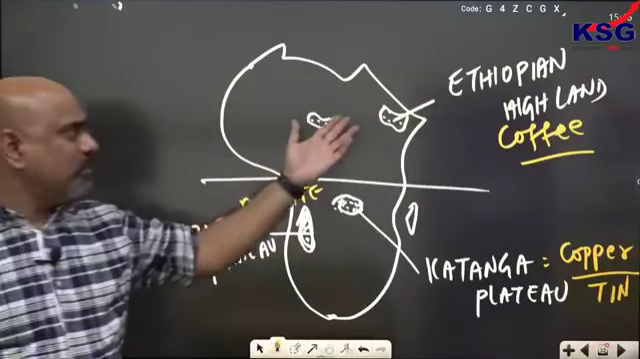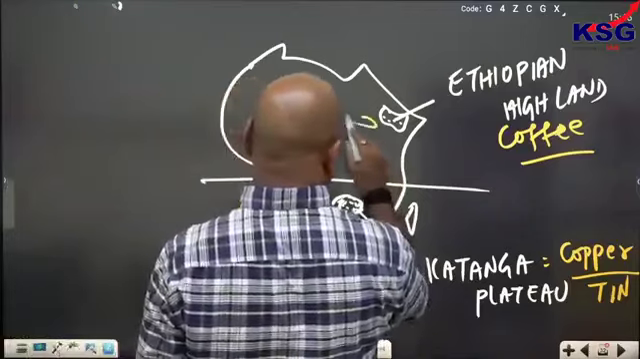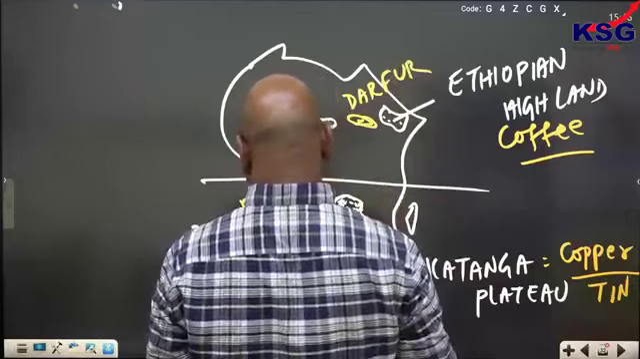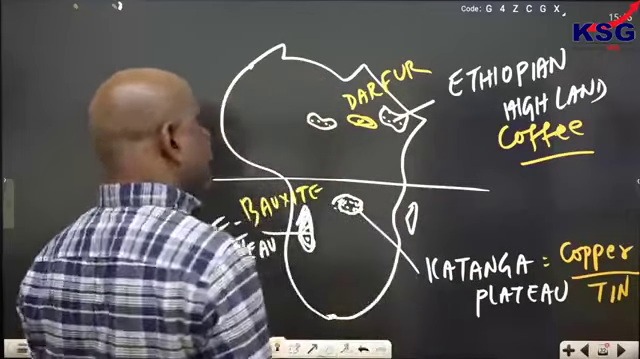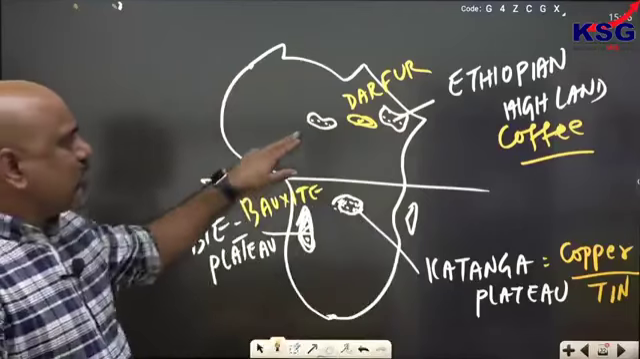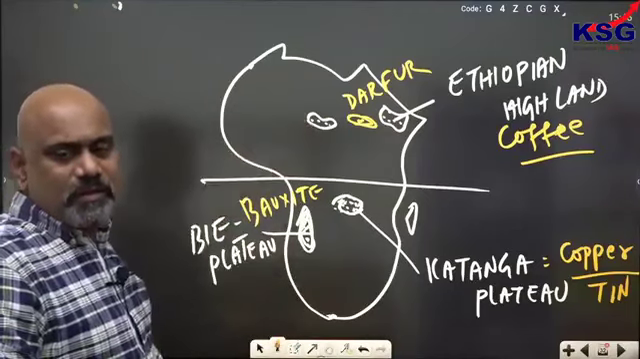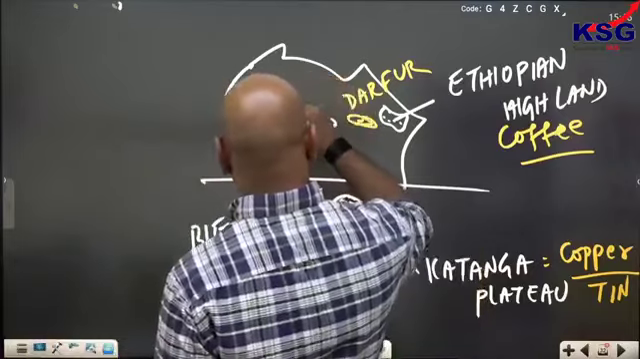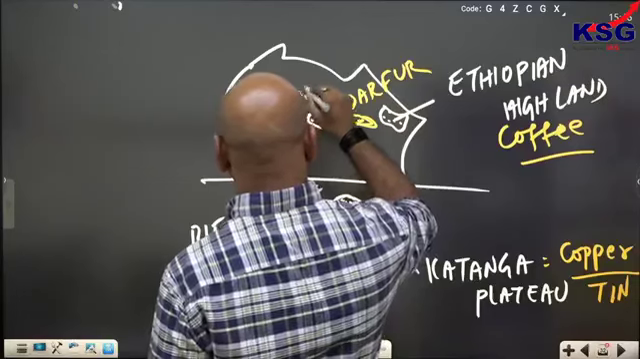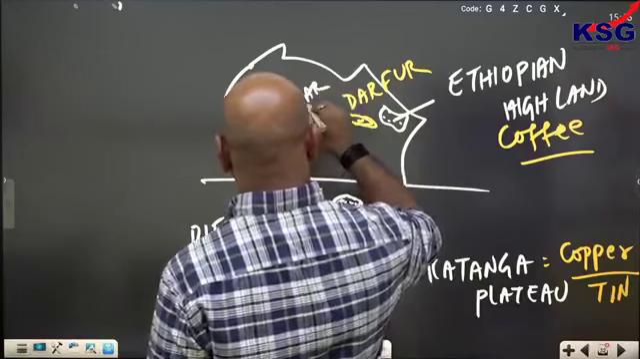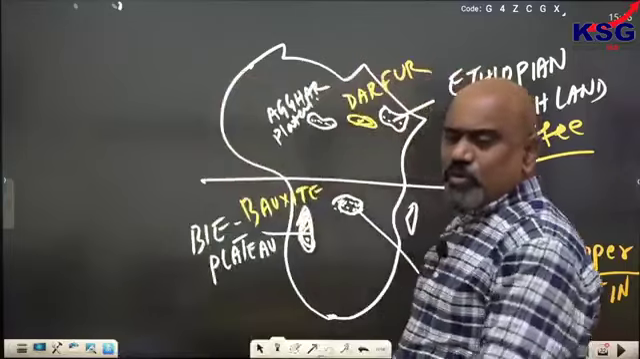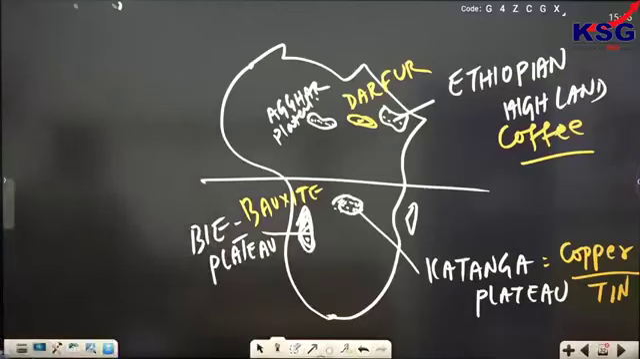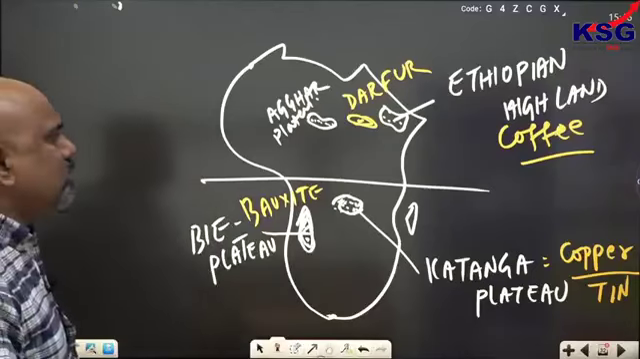Darfur is located near. Darfur is here. Here you have the Darfur, right? You might be knowing about this region here. In the Sahara, can you tell me the name of this plateau or upland here? Ahaggar plateau. It is a completely residual, low relief plateau because of erosion. It is called the Ahaggar plateau, right? So these are the things.